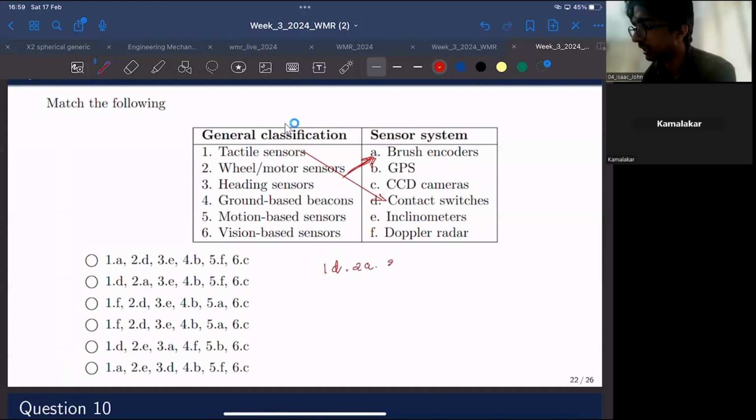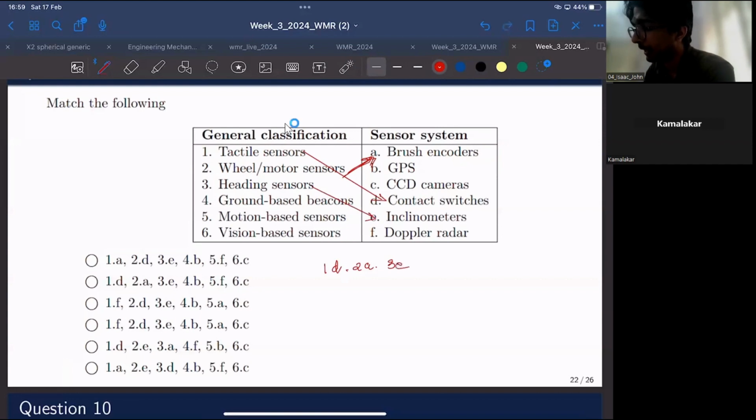And for 3, heading sensors. Heading sensors are mostly for getting orientations, actually, to measure orientations. So which of these are suitable for measuring orientation? It is the inclinometers, actually. It basically measures the pitching of a robot. So you can also call this the correct answer. So option 3 corresponds to E.